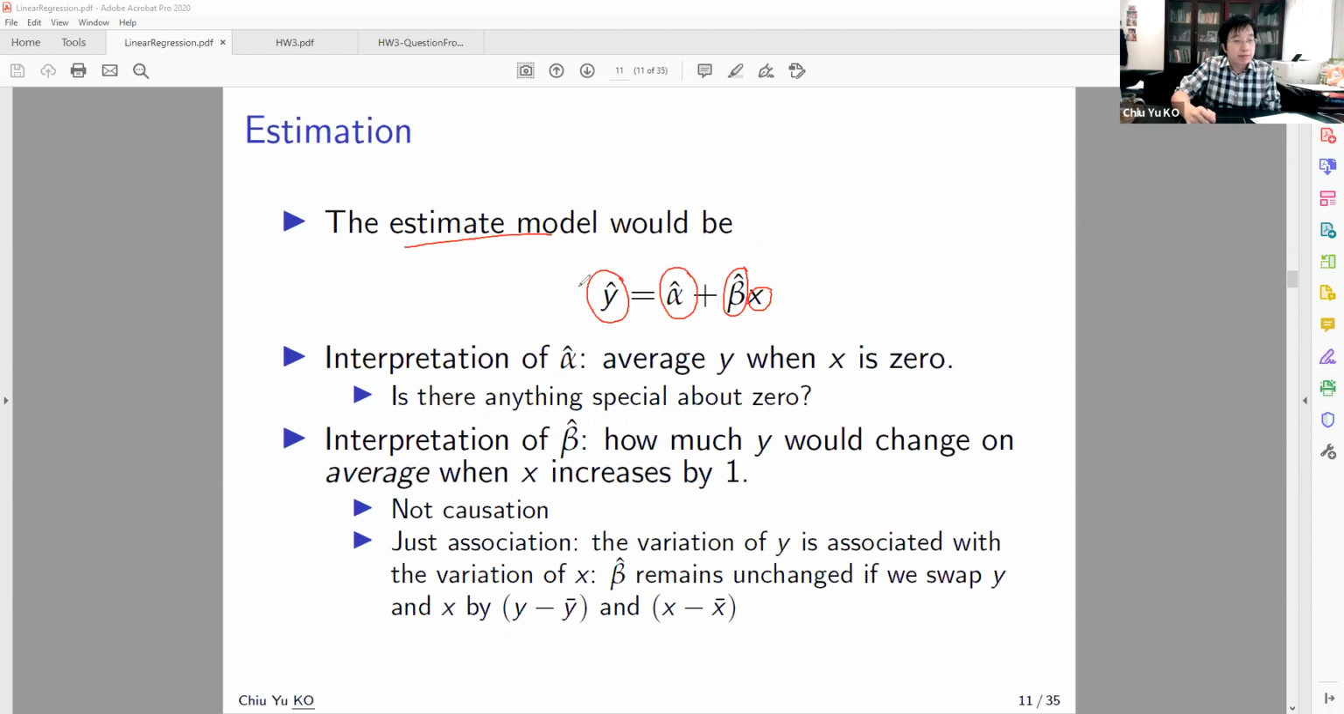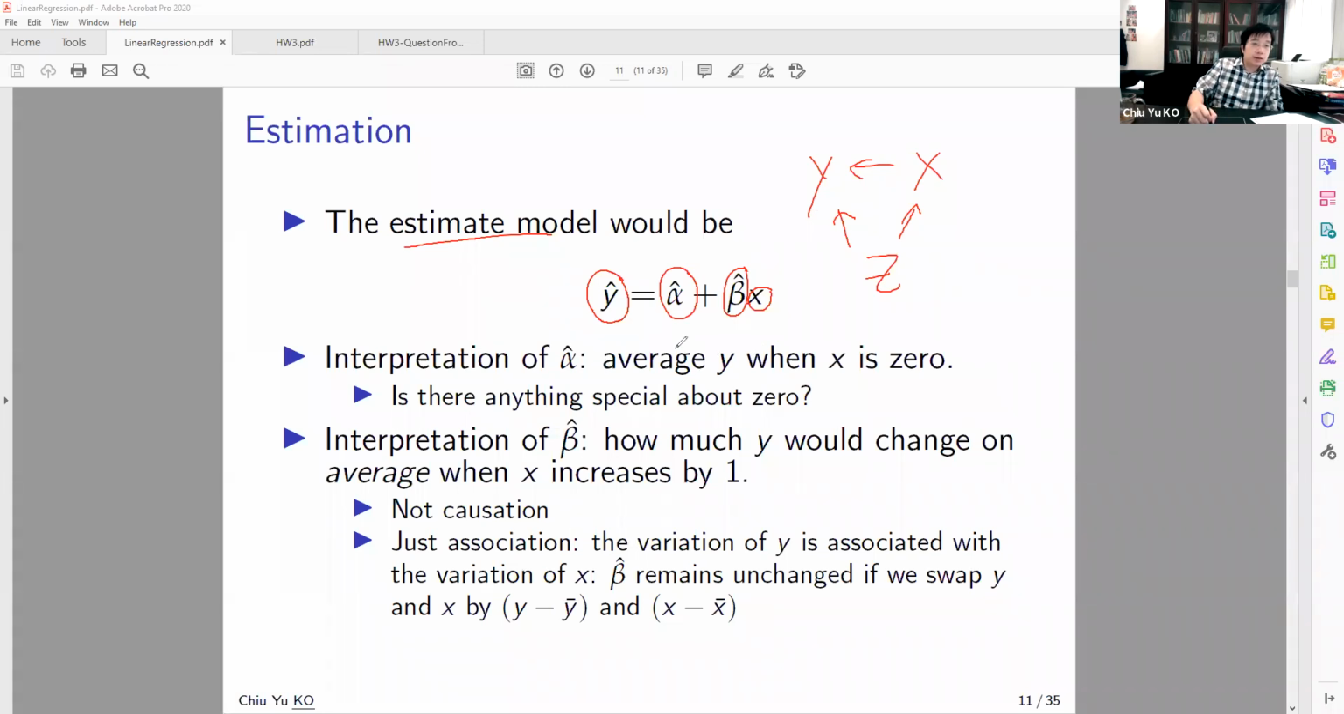But it's not saying that changing X will cause Y, because it is entirely possible that there's an underlying Z that actually affects both. We just say when X moves, Y also moves. It's okay, they move together, or co-movement, what we call co-move.